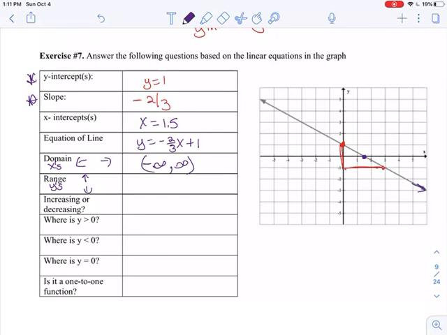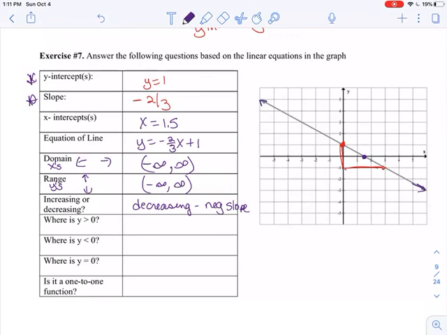My domain are my x's. My range are my y's, so I'm looking up and down. Is there a bottommost point on the y? No, there's an arrow there, so it's negative infinity. And is there a topmost point? Nope, this is going up and to the left, so it is positive infinity. Is this increasing or decreasing? This is actually decreasing because it has a negative slope.